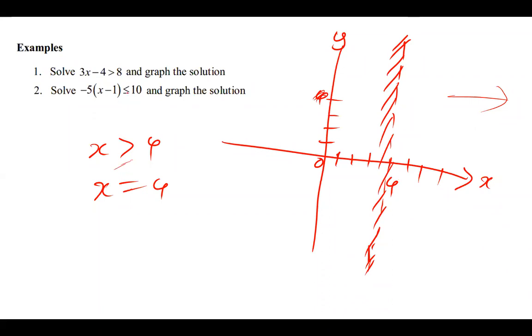So if we have, for instance, the second one, we're going to draw a bold line because there is a less or equal to symbol there. We're going to draw a bold line, not a dotted line. This one I've drawn a dotted line because there is just a greater than symbol. There's no equal sign there.